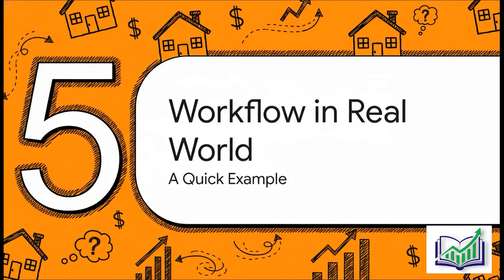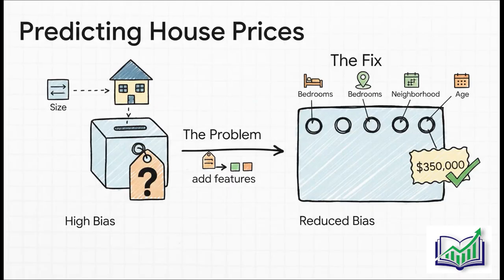Okay, that was a lot of theory. Let's make this really concrete with a quick, real-world example. Let's see how all these ideas play out if we were trying to predict house prices. So imagine we try to predict a house's price, but we only give our model one piece of information to work with, the size in square feet. This is a textbook case of high bias, or underfitting.